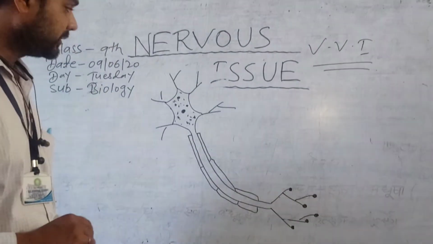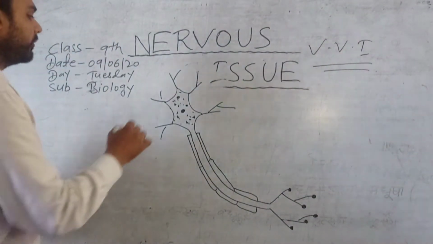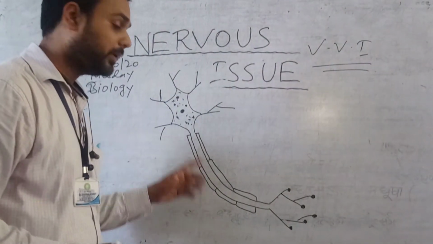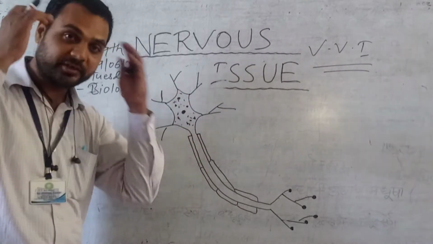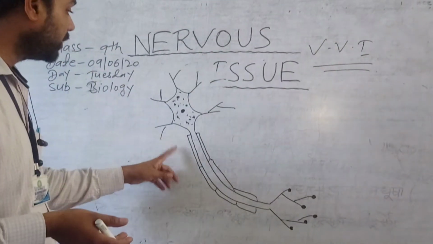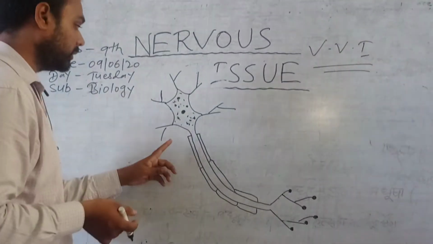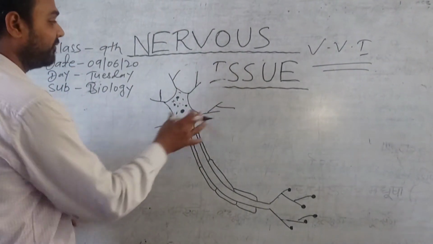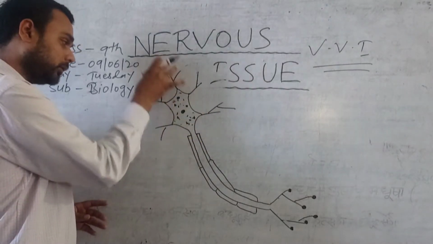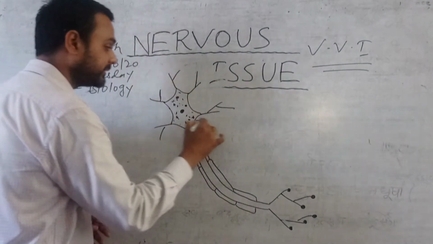Okay, students, this is the diagram of a neuron. This is a single neuron, and there are millions of neurons present in our nervous system, in our mind. This is one neuron, one nerve cell. The first part of the neuron is the cell body. This part, the head part, is known as the cell body.